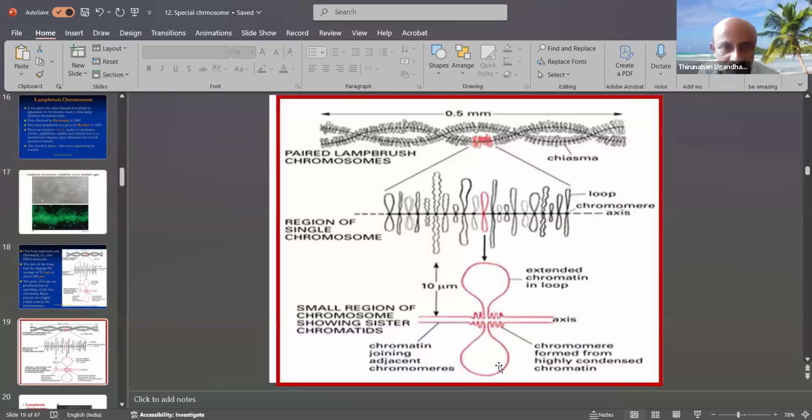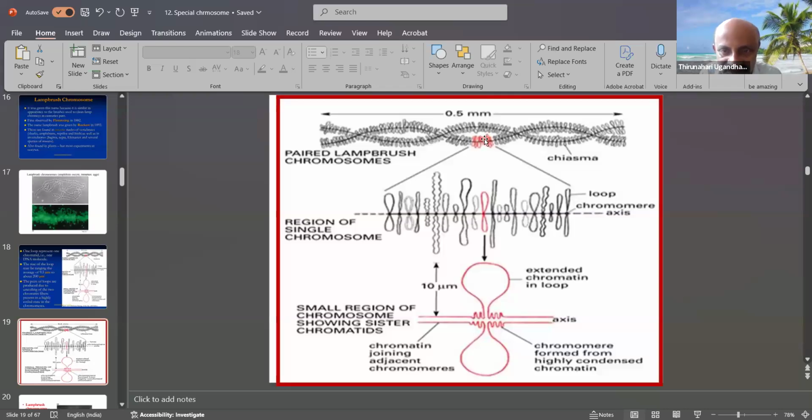So this is the complete figure of the lampbrush chromosomes, also called paired lampbrush chromosomes, which is also called a chiasma, the region of the single part. But here, this single small chromosome-like part is enlarged. This size is also 10 millimicrons, one loop. Then on either side, the two loops are joined in part. The joining part is called the axis.